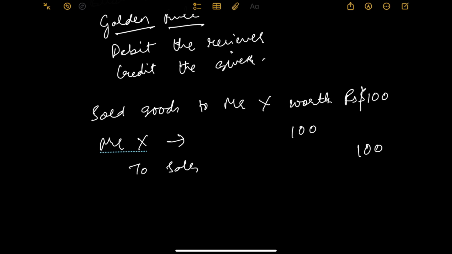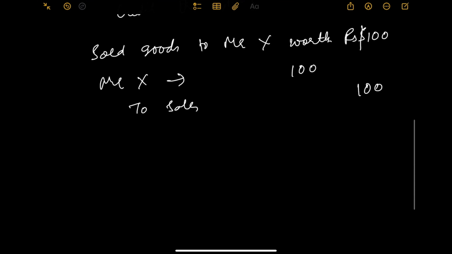So this is what the rule clearly says. Whenever you find a personal account in any financial transaction, you are supposed to debit the receiver and credit the giver. Okay. Now let's take another example of personal account.